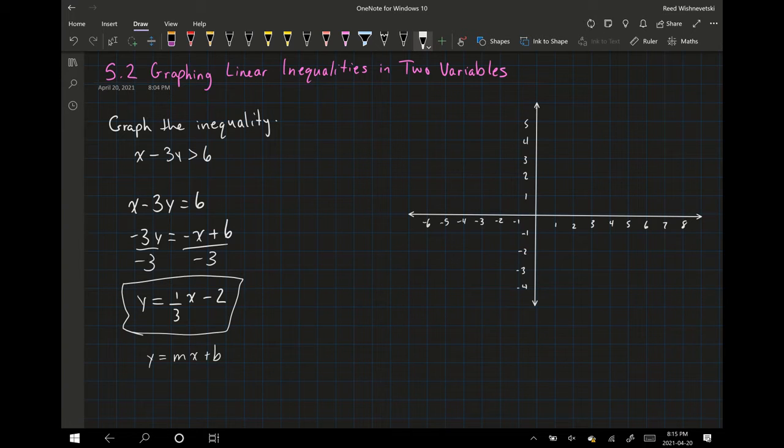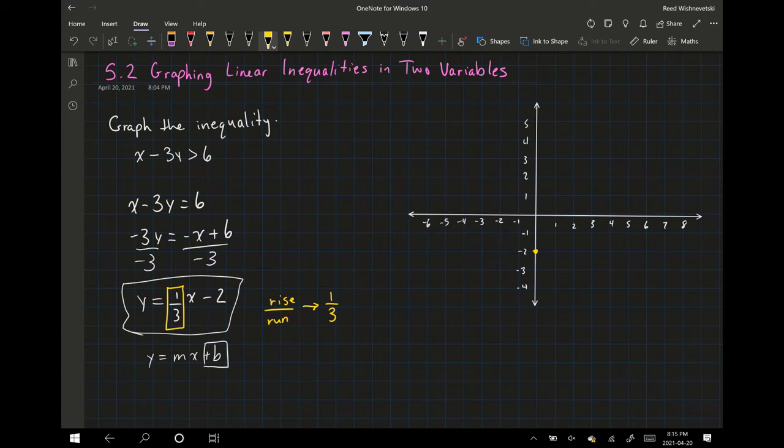Now we know that in slope-intercept form, our b value here is going to be our y-intercept. So our y-intercept in this case is going to be negative 2. So I'm going to go ahead and throw a point right on negative 2. Okay, now our slope here, if you remember, is rise over run. So our slope in this case, or our m, is 1/3. So that means our rise over run is going to be 1/3.